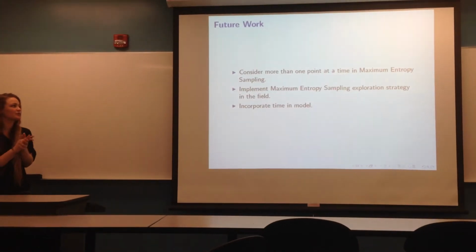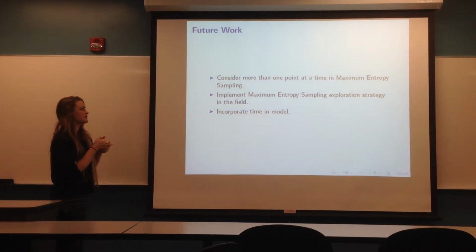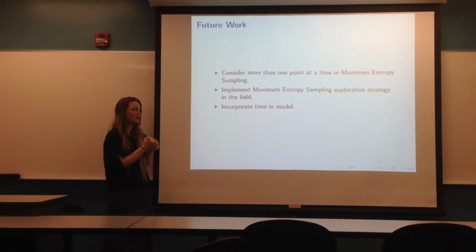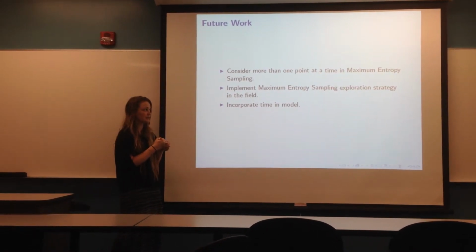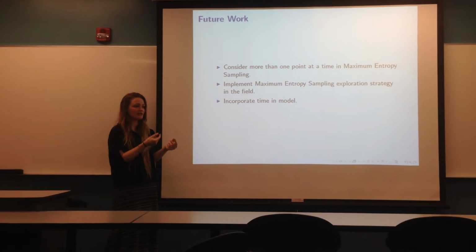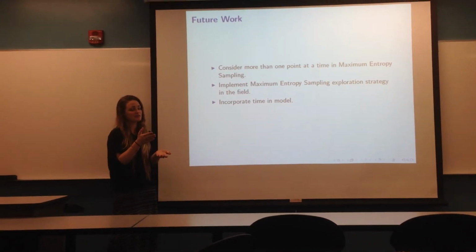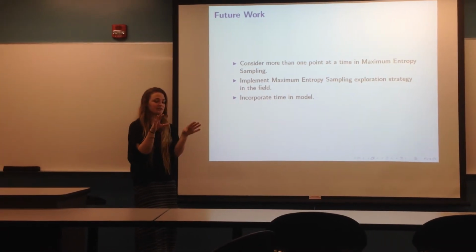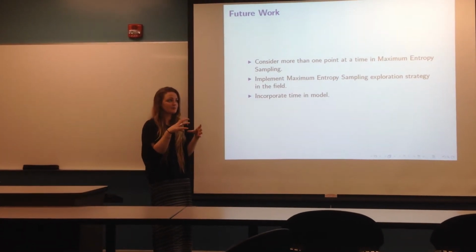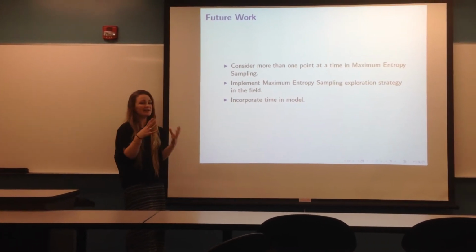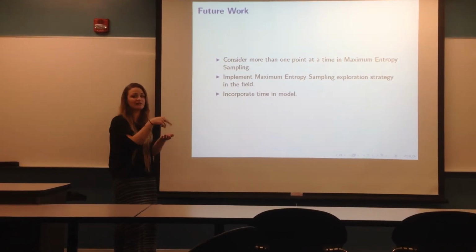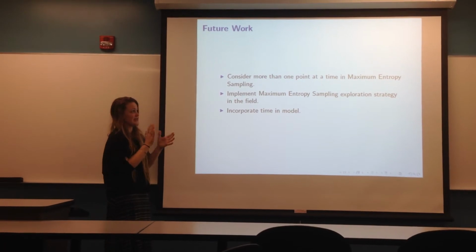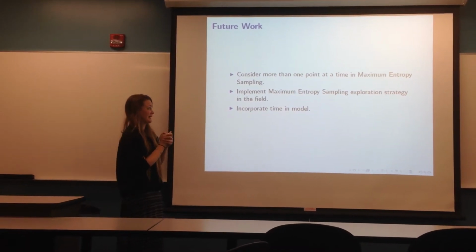All right, so future work. We would like to consider more than one point at a time in maximum entropy sampling. So if you think back to my simulations for maximum entropy sampling, since I was considering each point individually, it resulted in a lot of jumping around in the methane field. Whereas if we consider subsamples at a time, then it will minimize some of that travel time to get to the places with the highest maximum entropy, and maybe give a little bit better path planning.